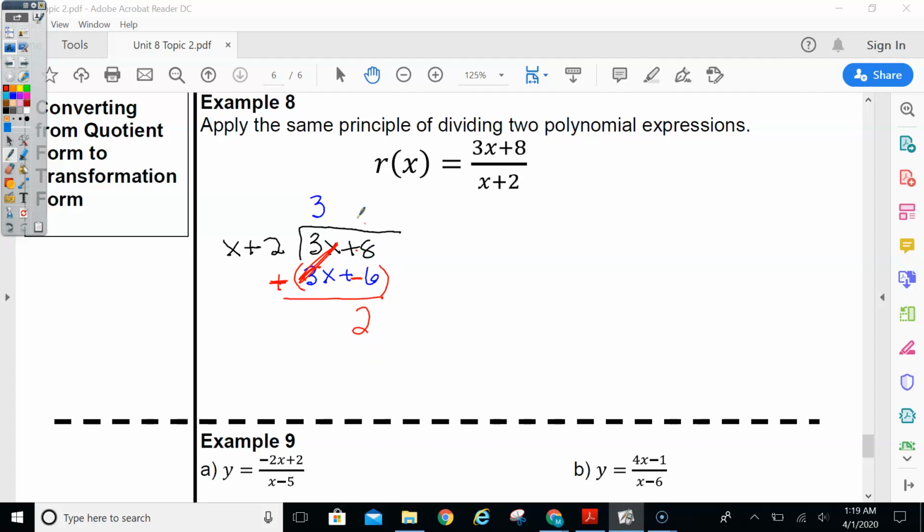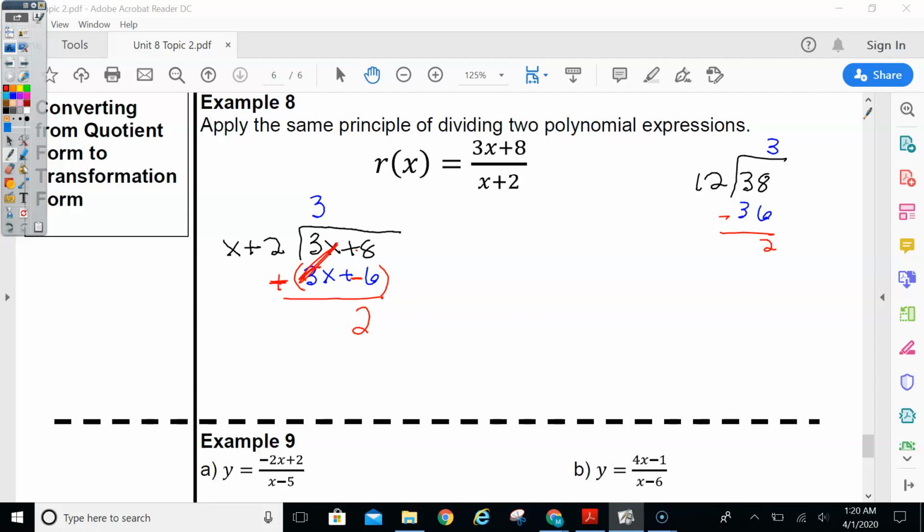Here's where you have to be careful, because we always forget to do the opposite. Technically, what we're doing here, if you want to think about 38 divided by 12, which is essentially what this is when you plug in 10. We did how many times does 12 go into 38? It goes into it 3 times. And then we took 3 and multiplied it by 12, and we got 36. Then we subtracted to get 2.